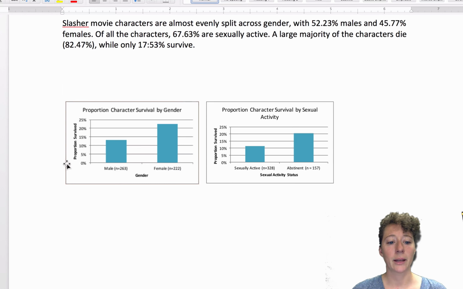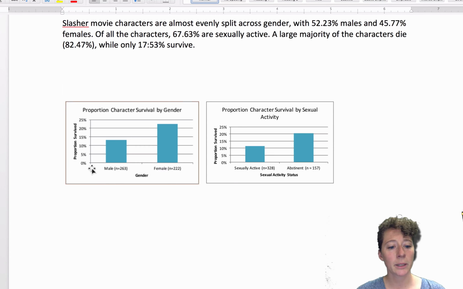I want to make sure that all of my axes are labeled. Here, my y-axes are the same in both of these graphs. Proportion survived, and these are in percents, which is correct. And for my x-axes, I'm just putting the variable label. So this is gender. I have my two levels of gender, male and female. And over here, I have sexual activity status and the two levels of that, which is sexually active and abstinent.